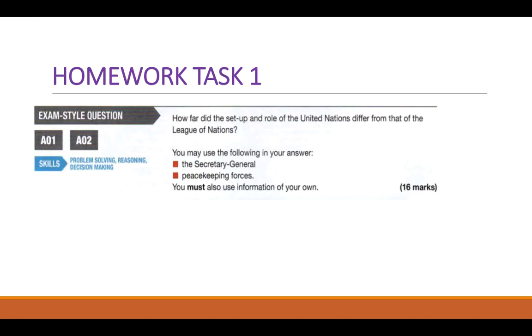And another homework task for you is the exam style question. How far did the setup and role of the United Nations differ from that of the League of Nations? So you are comparing League of Nations from Unit 1 and 2 to United Nations. You may use the following in your answer. The roles of Secretary Generals in the League of Nations and in the United Nations. The peacekeeping forces, compare what League of Nations has done and what United Nations has done, and you can add your own information. So I will be waiting for this homework task, this 16 marks worth essay question.